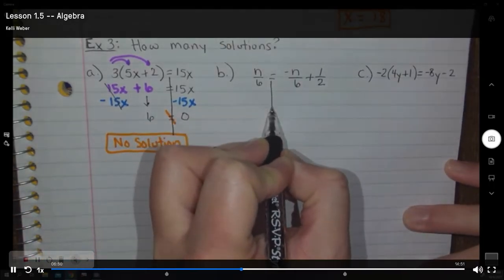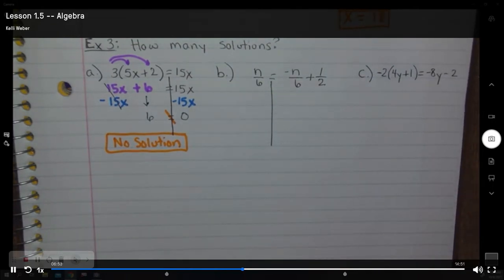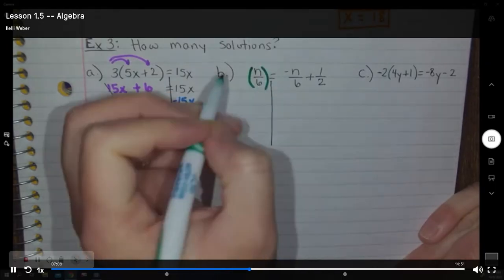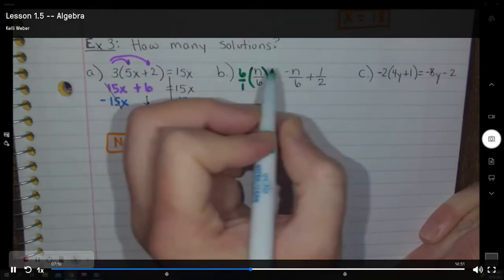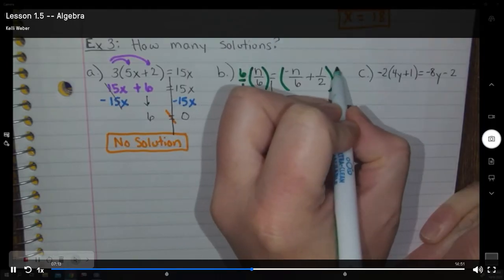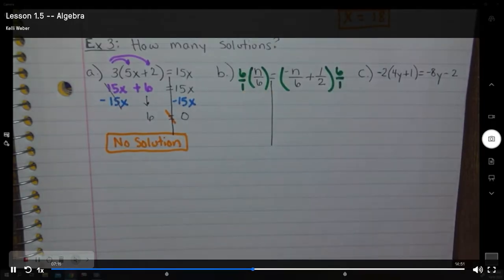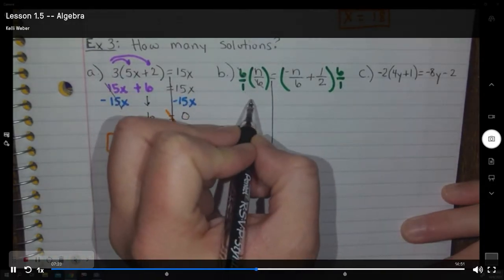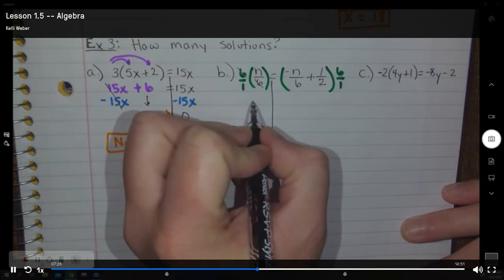For problem B, the first thing I can try, since I have my variables over a number, is to get rid of those fractions. So at the very start, I'm going to multiply both sides by 6 over 1. I'm going to write down this side just because I don't have space in front of it. When I look here, my 6's cross cancel, which means on the left side I'm just left with 1n, or n.